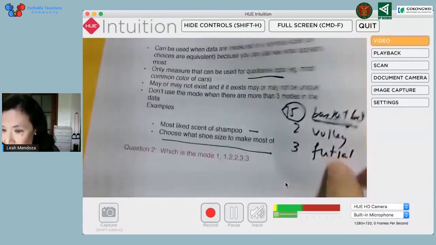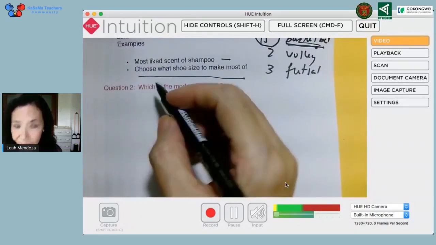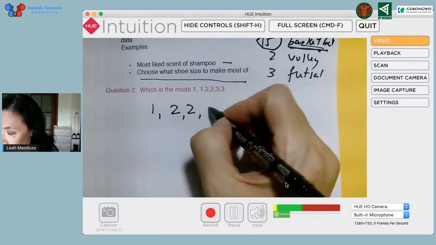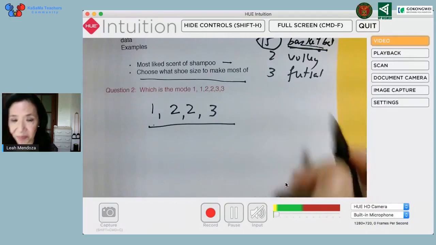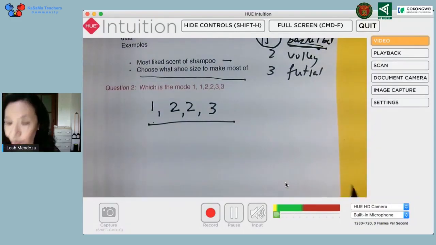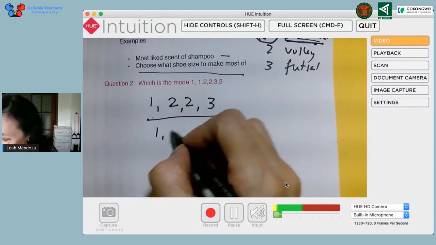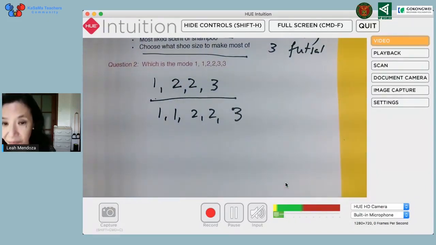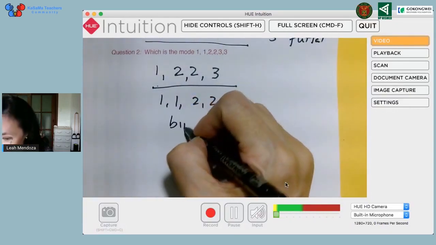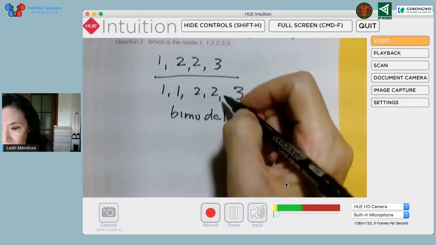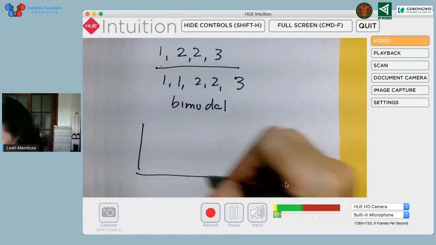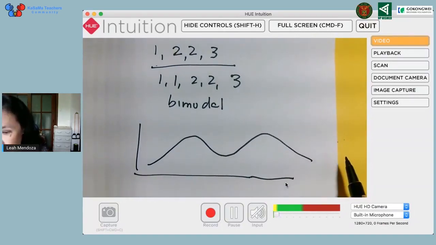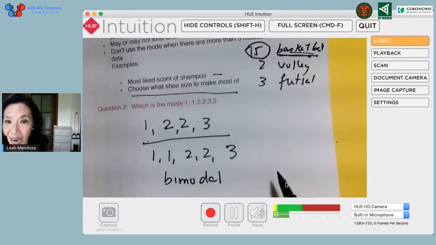Now, it's very clear, no? Let's say our data are as follows: 1, 2, 2, 3. What is the mode in this data set? 2. Very good. What if it's 1, 1, 2, 2, 3? Good, 1 and 2. And that is what you call bimodal. And a bimodal distribution looks like this. There are 2 peaks.